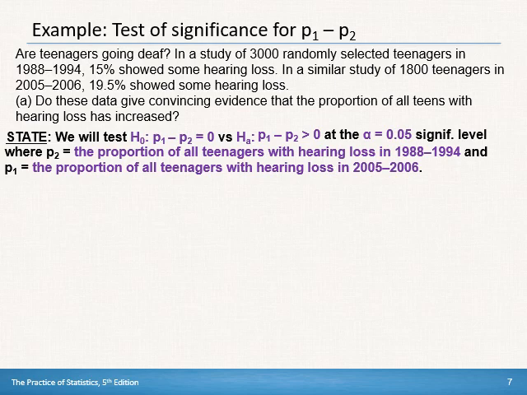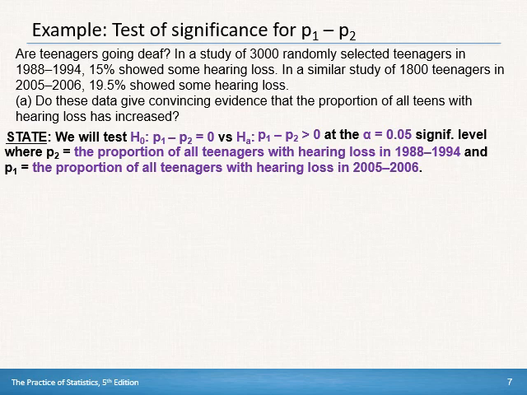Now, if you reverse those, that's fine. Then you have to have less than 0. So you've got to be really careful and set that up properly. Once you set up your state, your null hypothesis, state what your P sub 1 is and what your P sub 2 is, and you set up your alternative correctly from that, then everything else has got to be the same. You've got to keep everything consistent.